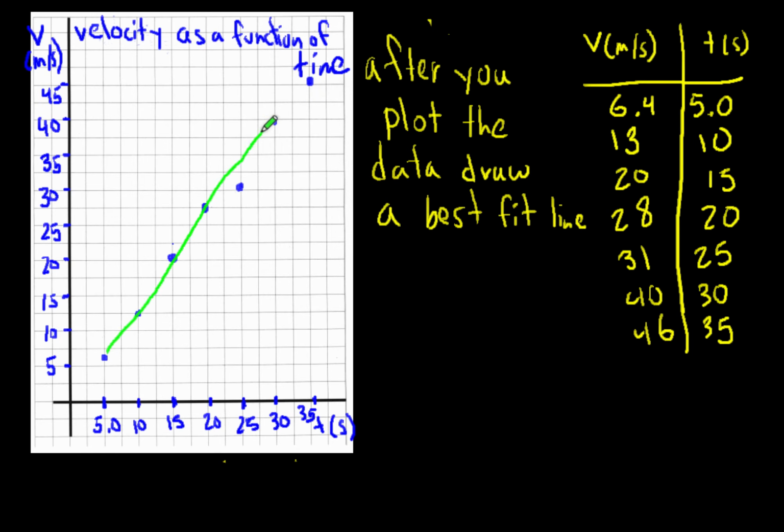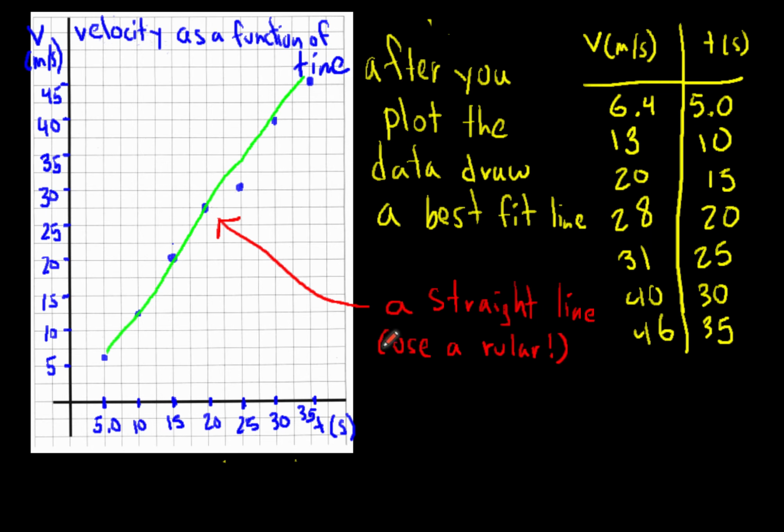My best fit line isn't going to be perfectly straight, and that's because I don't have a ruler on the drawing program I'm using. So pretend that green line is straight. This green line represents a best fit line. This is a straight line. You must use a ruler or some other straight edge that goes through as many of the points as possible. You don't have to go through all the points, but you do have to go through as many as possible.